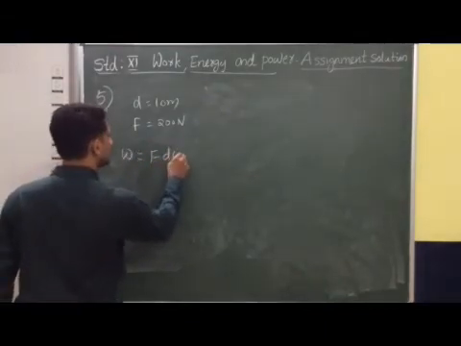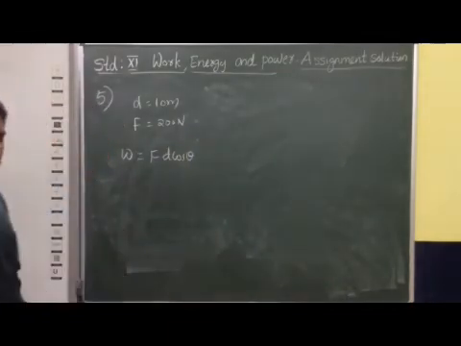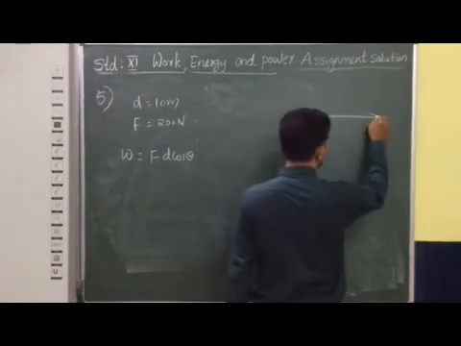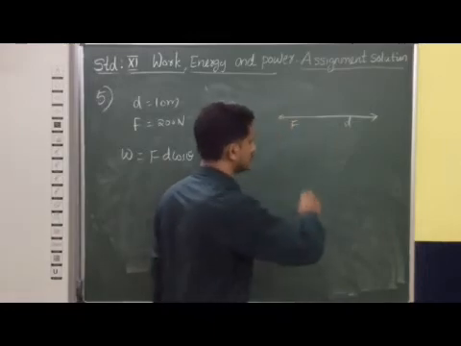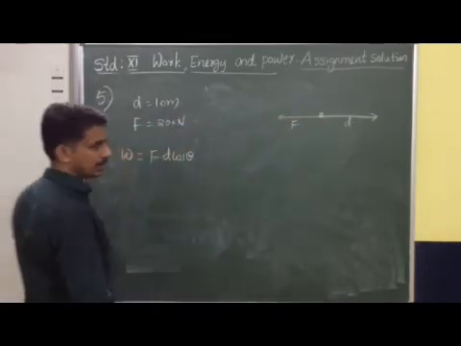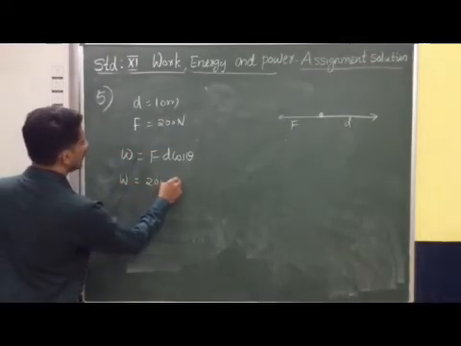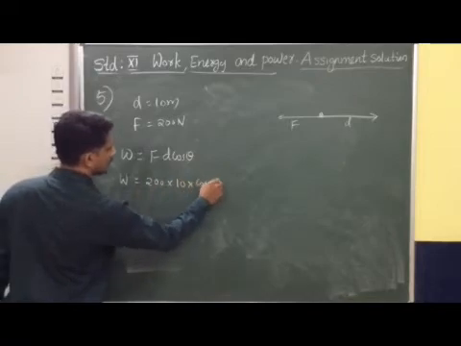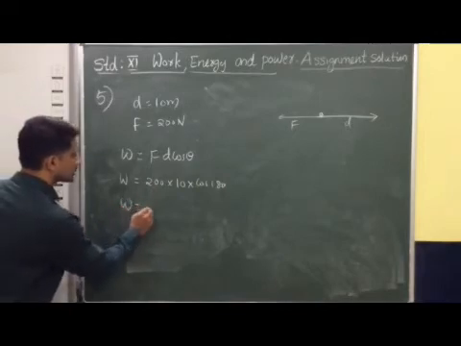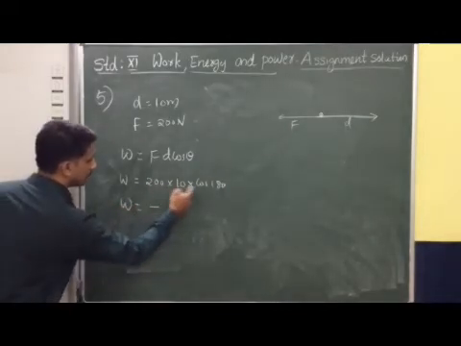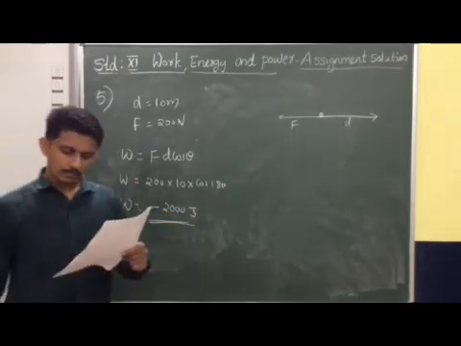Work done is equal to Fd cos theta. In this case it is clearly given that force is acting directly opposite to the motion. So displacement is along this direction, and force is acting along the opposite direction. So force and displacement are in opposite directions. Work done is 200 into 10 into cos 180. Cos 180 is minus 1. So we are getting the work done as minus 2000 joule.